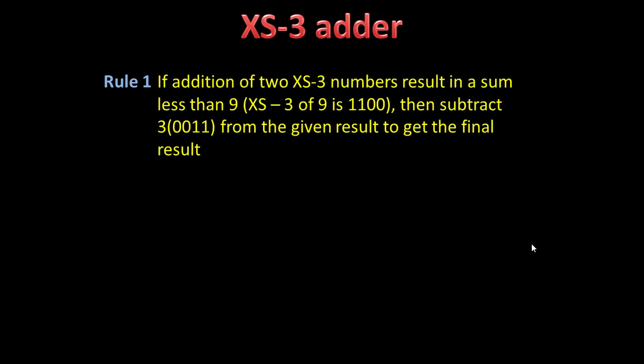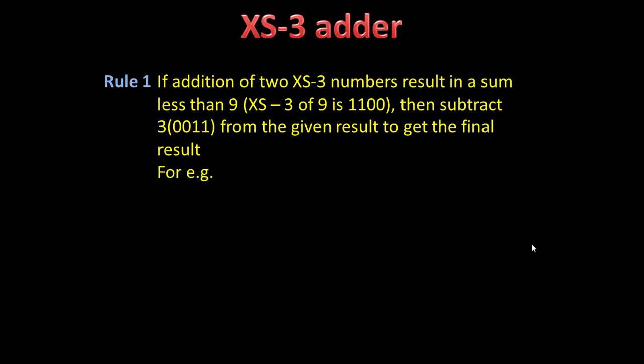Suppose we are adding two XS3 numbers and the result is a sum which is less than 9. XS3 of 9 is 1100. So in case we are adding two numbers and the sum is less than 1100, then we need to subtract 3 from the given result to get the final result, because when we are adding we actually get XS6, so we need to subtract it so as to get the XS3.